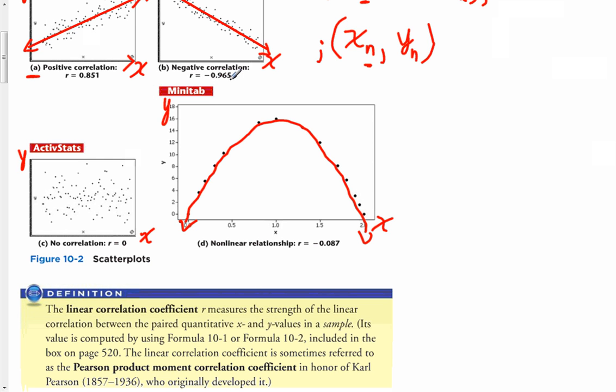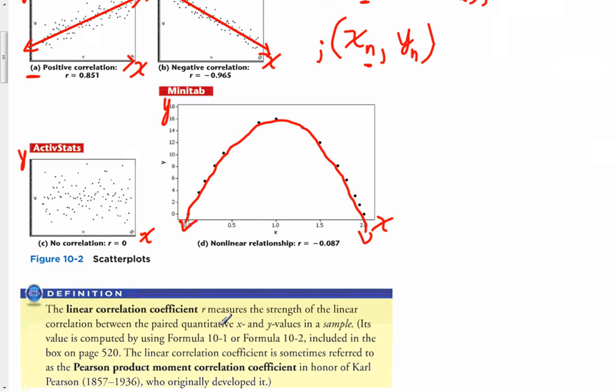Negative 0.965. Here the correlation is zero, no correlation. And here the correlation is negative 0.087. That's a very small number, very close to zero, very close to no correlation. And that's because there is a correlation here, but it's not linear. So this linear correlation coefficient measures the strength of the linear correlation and only the linear correlation.